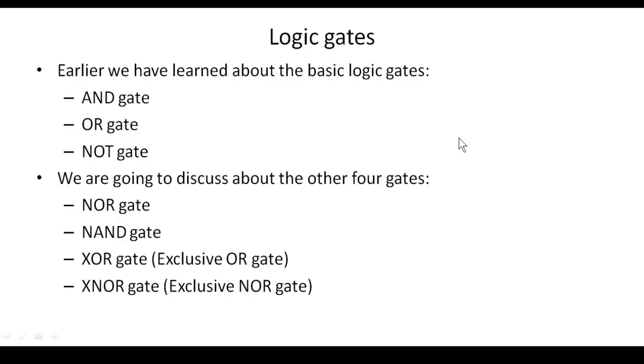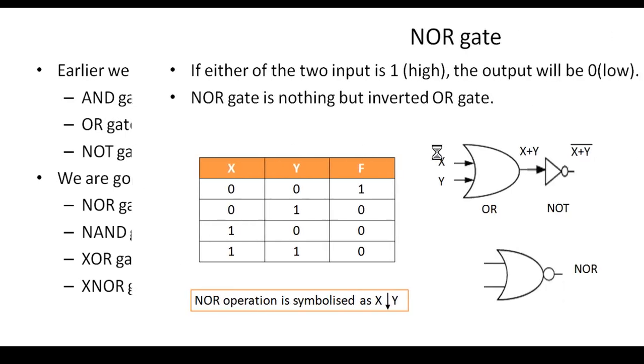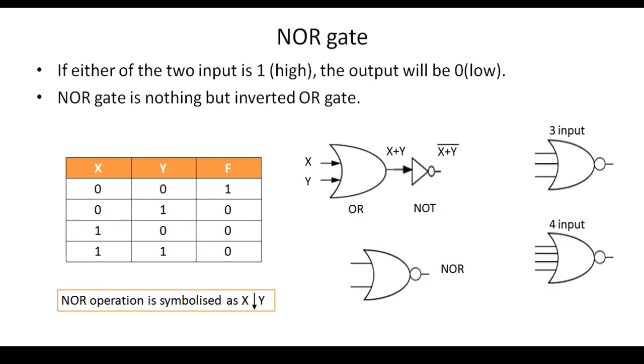So we already learned some of the gates in the previous videos. AND, OR, NOT are the fundamental logic gates available, and in this video we are going to see four other gates: NOR gate, NAND gate, XOR gate, which we call the exclusive OR gate, and XNOR gate, which you call the exclusive NOR gate. So first you are going to see about the NOR gate.